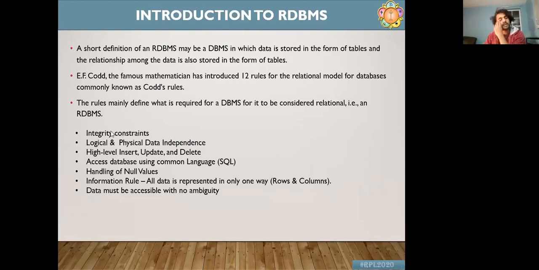So what are these Codd rules? Basically, it needs to satisfy some conditions, then it will be termed an RDBMS software. It needs to satisfy integrity constraints, logical and physical data independence, high-level inserts, updates, and deletes. Then we have access to the database using a common language, handling of null values, and the information rule: all data is represented in only rows and columns. Data must be accessible with no ambiguity. Now we'll go through each and every rule.